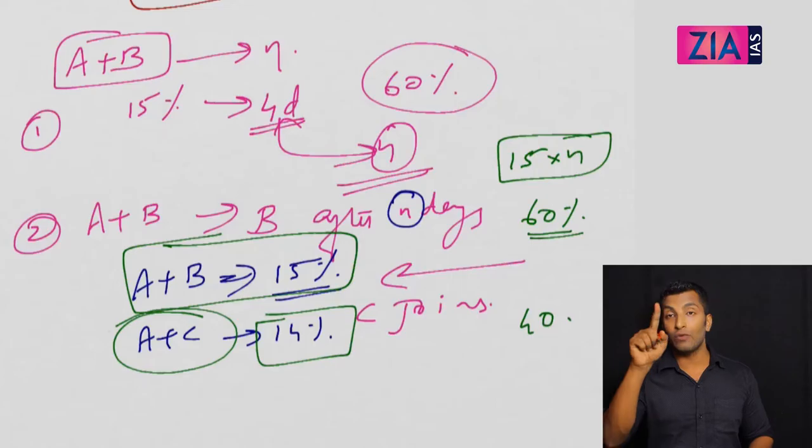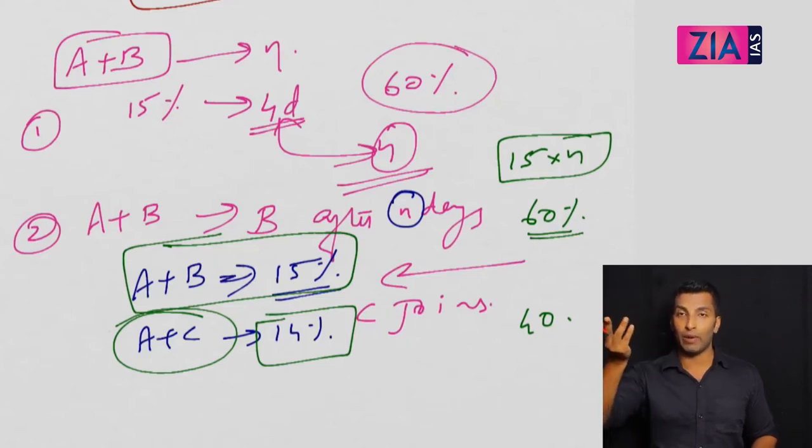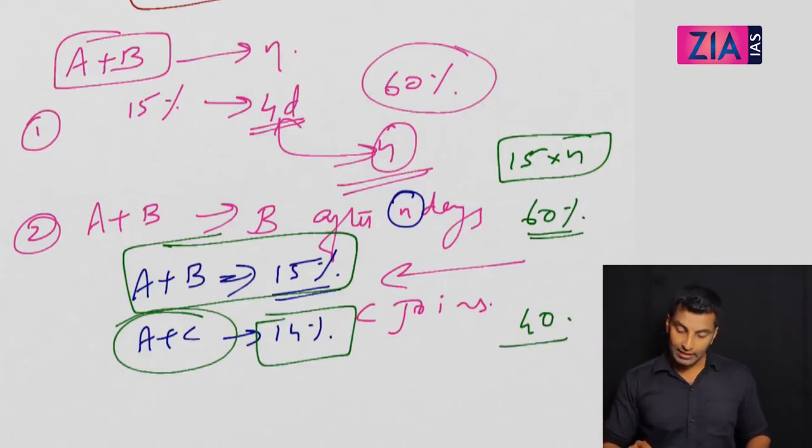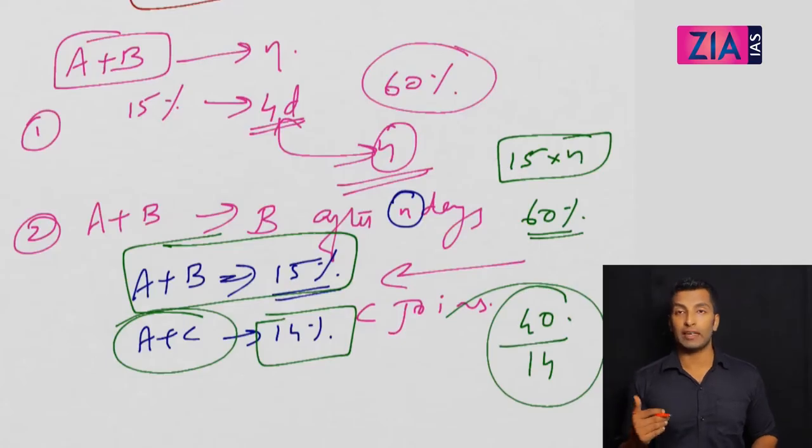But A and C can do 14% in one day. So in 2 days, 28%, and in 3 days if they work together, 42%, but that's not required. So you'll get fractions, like 2.8 or something. So it is exactly 40 divided by 14. And from the options you need to pick the correct answer.